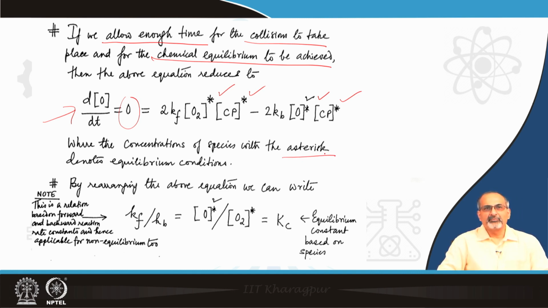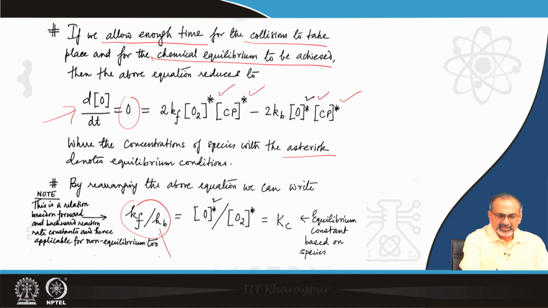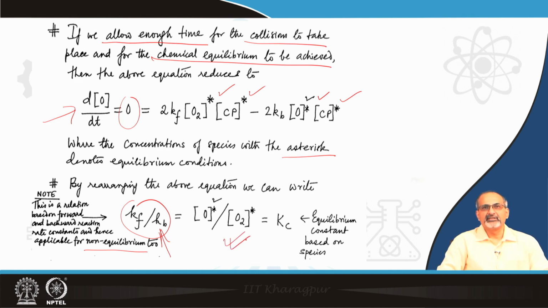If you rearrange the above equation, you will get an expression for the ratio of the forward and backward reaction rate constants, and essentially this ratio is valid for non-equilibrium too. If you were to do that, then you end up getting the expression that we see over here for the oxygen dissociation reaction. Therefore, this is the equilibrium constant based on the species concentration.